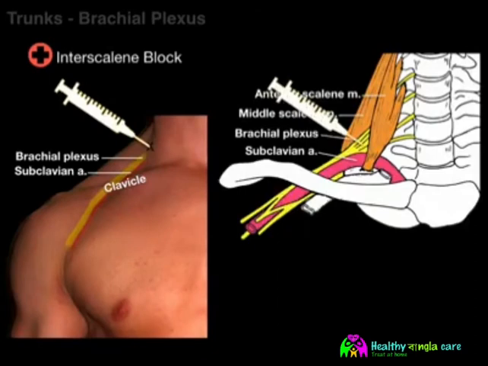right there. This is really good for shoulder, arm, and elbow, not as much for forearm and hand because the inferior roots and trunks are below that, but it's really good for access to at least shoulder, arm, and elbow, and that's knocking out sensation.